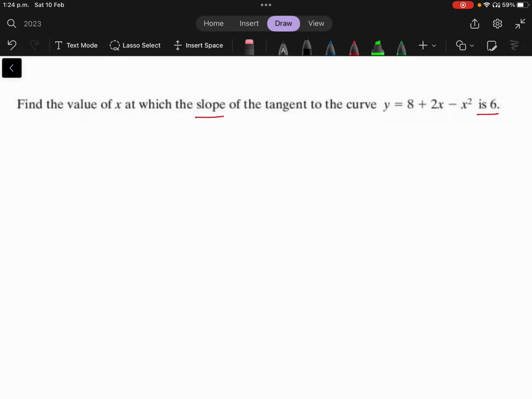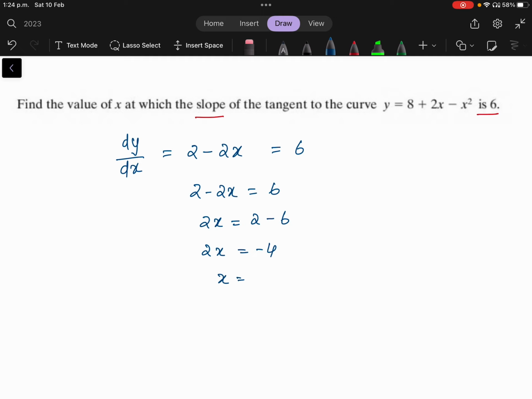So now what you will do: for the slope of the tangent, every time you remember dy/dx is equal to the slope, which here is 2 − 2x, and dy/dx they've given as 6, so 2 − 2x is equal to 6. Then 2x is equal to 2 − 6, 2x is equal to −4, x is equal to −2. Very straightforward question.